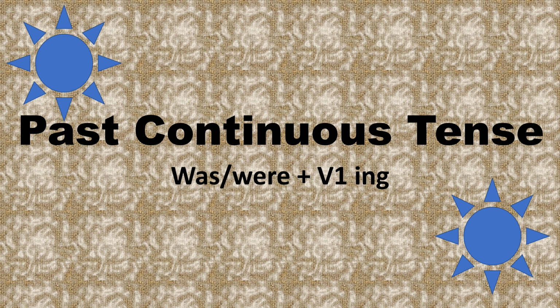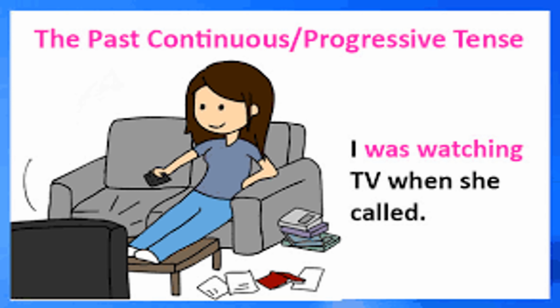Past continuous tense. This tense is used to tell about the actions that were in progress in the past. The form used for this tense is was, were plus V1 plus ing. Past continuous tense is also called progressive tense. Why? Because some action was in progress in the past. For example: I was watching TV when she called. So she was watching TV and this action was in continuous form.